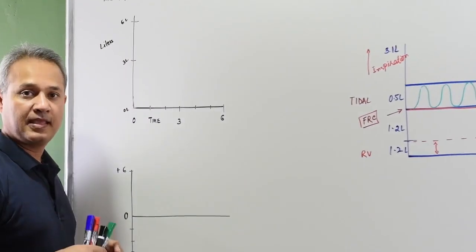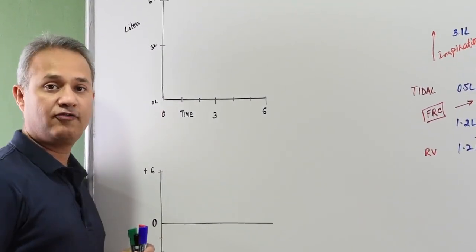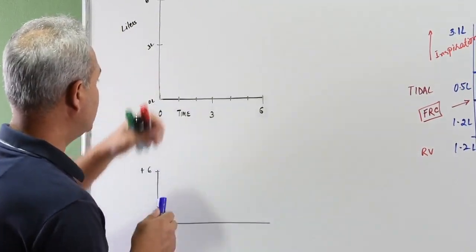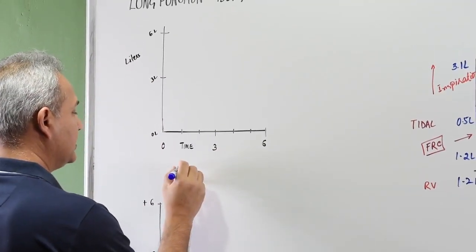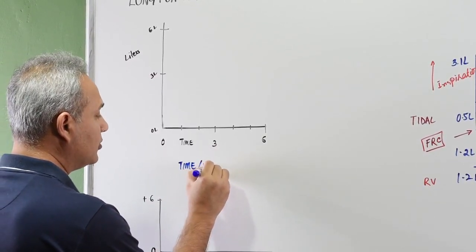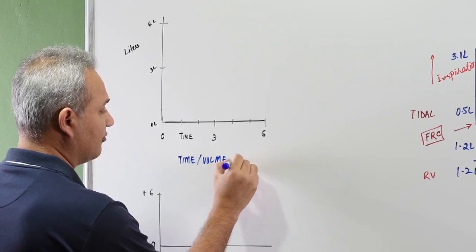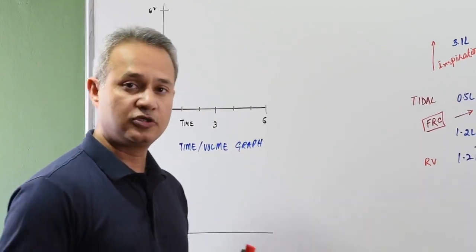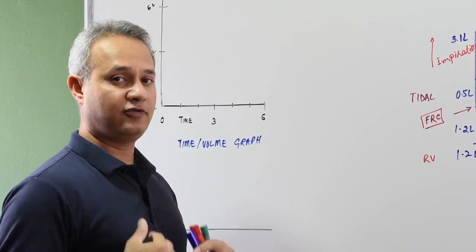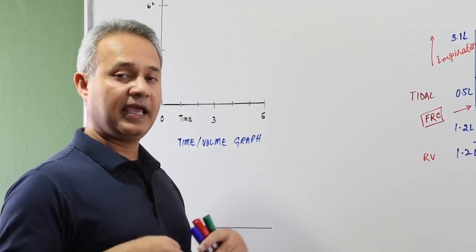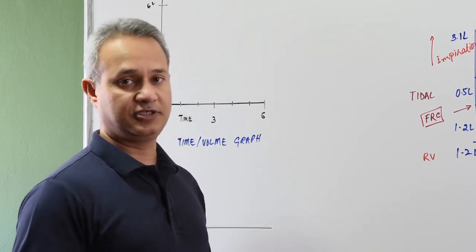Here are two charts for spirometry. The two charts are the following. This one is simply the time and volume graph. What this means is this: you ask the patient to take a forceful inhale, to do a forceful inspiration, and then do a forceful expiration.